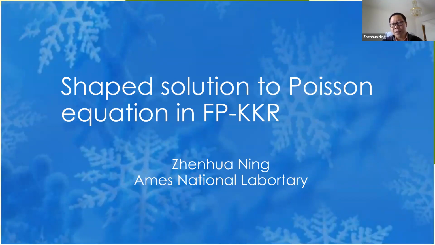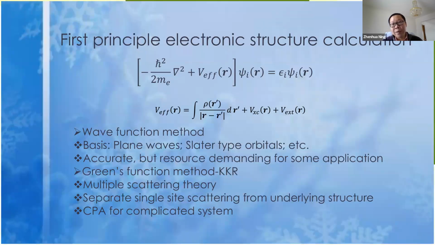Today, I'll introduce a remote sphere method to solve the Poisson equation in full potential KKR. In principle, people can solve the Kohn-Sham equation to get the electronic structure for a solid. Here, psi is an eigenfunction, epsilon is the eigenvalue, eigenenergy. The effective potential is the summation of the Coulomb potential, exchange correlation potential, and external potential.